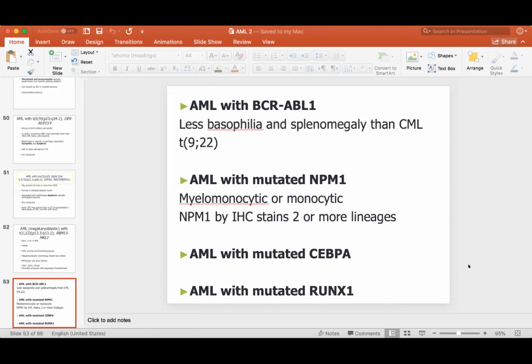Another type is AML with mutated NPM1. Some institutions have NPM1 as an IHC stain, immunohistochemical stain. When you do the stain, it will stain more than 2 types of lineages, like myelomonocytic lineages, and it doesn't fit any other type of AML. We also have AML with mutated CEBPA and AML with mutated RUNX1.